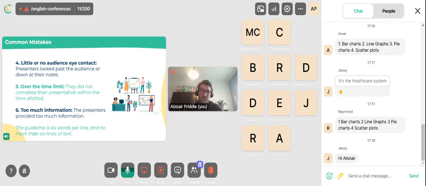Number 6, too much information. The presenters provided too much information. The guideline is 6 words per line and no more than 6 lines of text. So too much information is, you've guessed it, a common mistake.